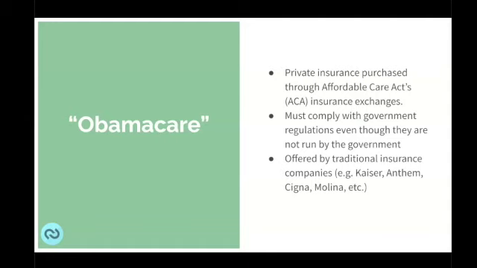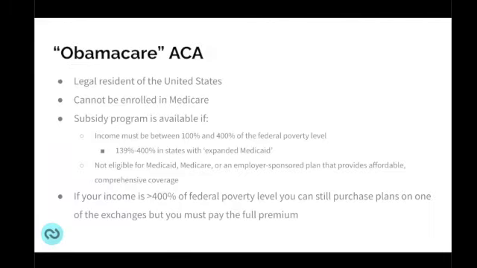In order to participate in these exchanges, they must comply with government regulations, even though they're not run by the government. And again, most of those are focused around what they offer, how they offer it, how it's sequenced, how it's presented, that type of stuff. They are offered by traditional insurance companies such as Kaiser, Anthem, Cigna, Molina. Obamacare, or the ACA, is available to anyone who is a legal resident of the United States. You cannot be enrolled in Medicare.